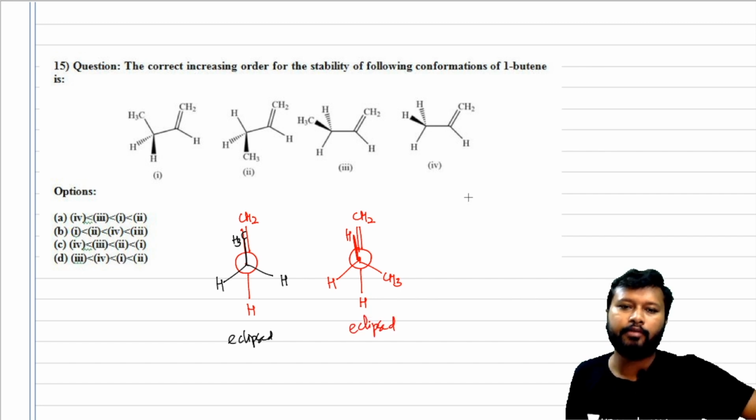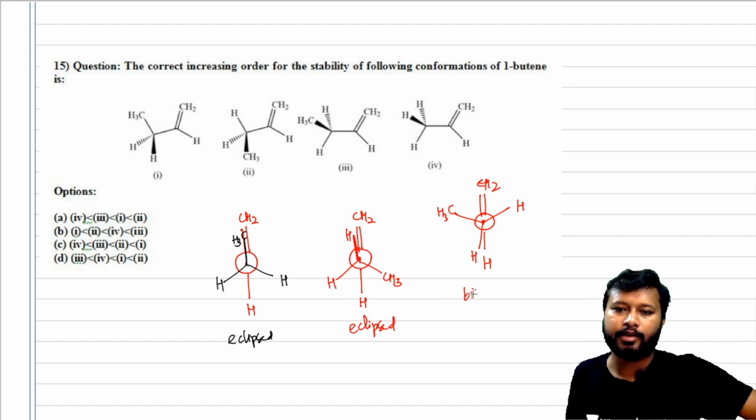But the third one is a bisected structure, by the way. So this will be drawn like this: CH2, and then I have H, and here I will have groups like this: H, CH3, and H again. So this is a bisected structure. Why is it bisected? Because this CH2 group is present in between these two groups. That's why it is called a bisected structure.